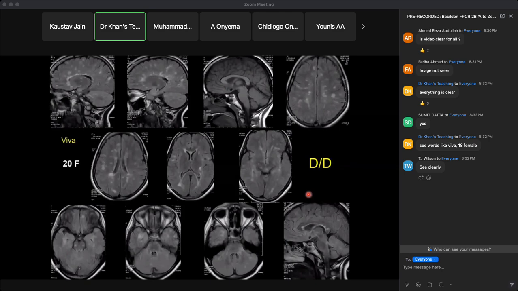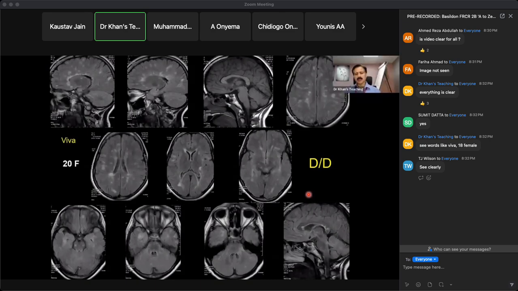Having a look, there's also some subcortical white matter changes. So findings would be in keeping with a white matter disease such as multiple sclerosis. I would correlate with the history. I'd also look closer at the eyes to see if there's any changes associated with optic neuritis and refer to the McDonald's criteria.